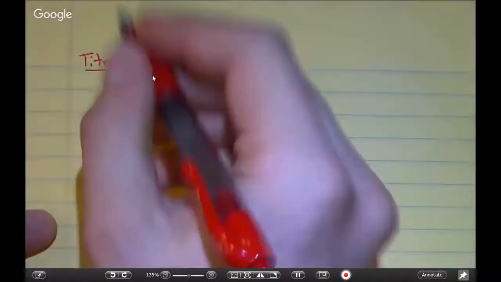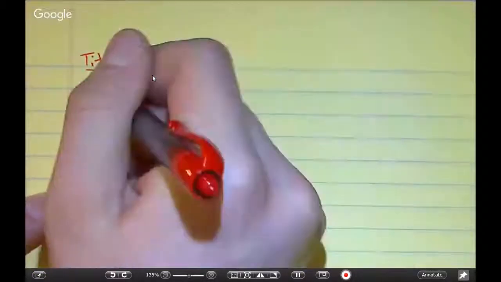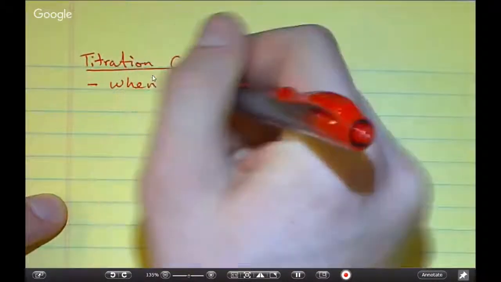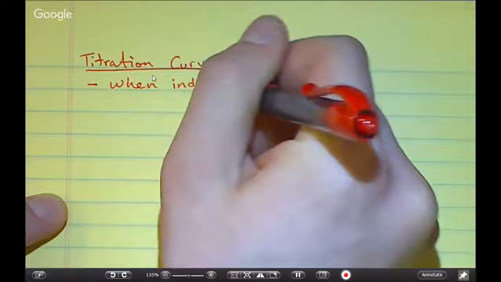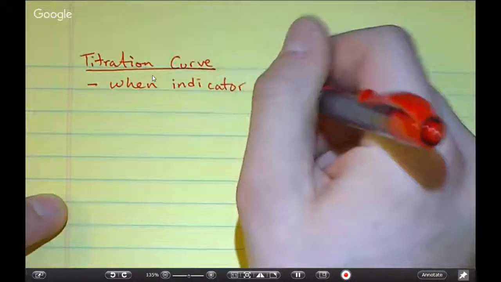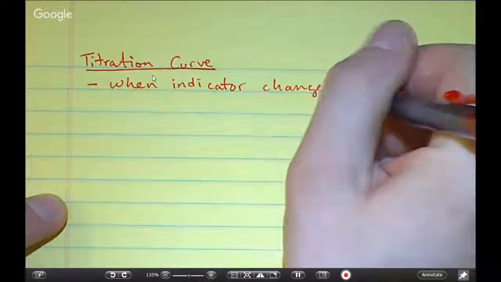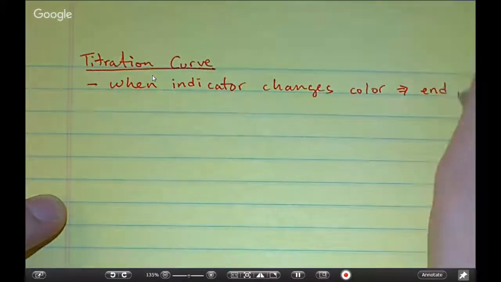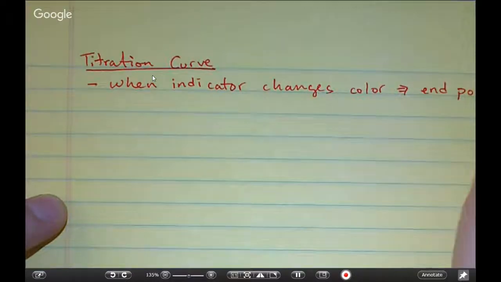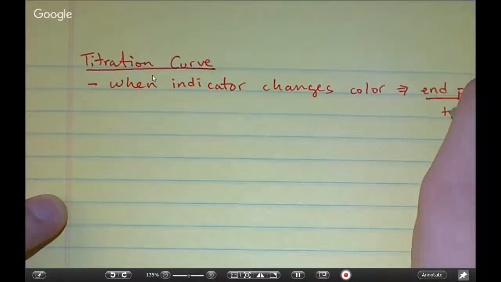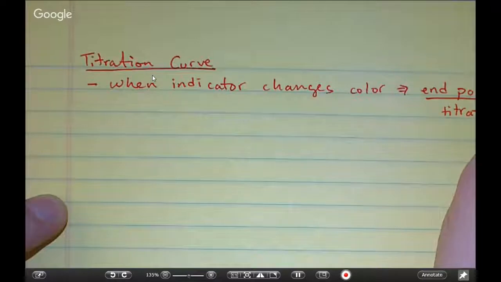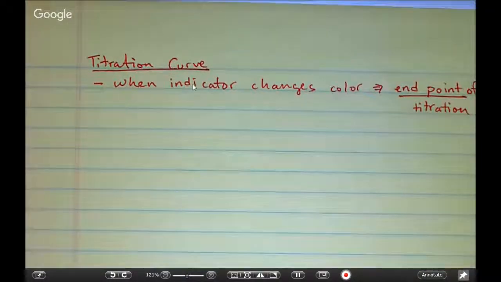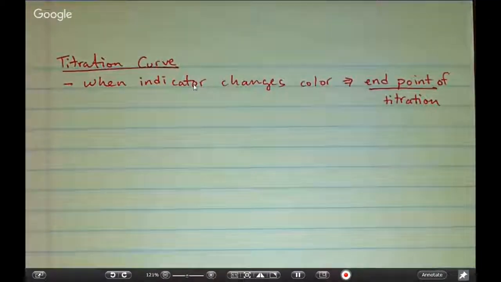So titration curve, before we look at titration curve and define some things with it, when we've used indicator in the past, and we've seen the indicator changes color, this was indicated as the endpoint of the titration. Okay, so the endpoint is when you have that color change present.